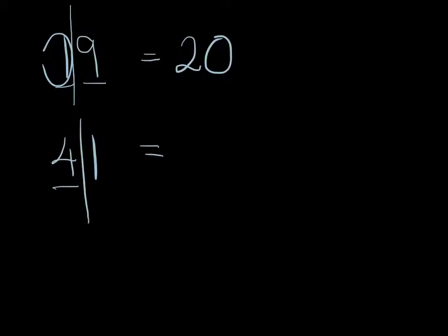Line after my 4, look at the number that's next, it's a 1. 1 is below 5, so I round down, meaning I keep it as 40.